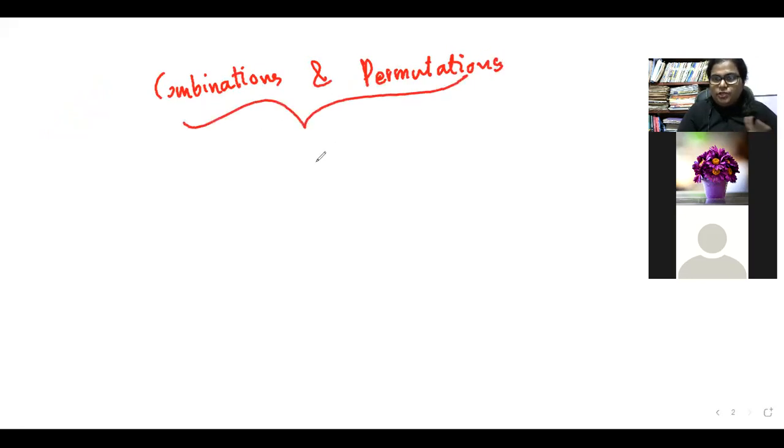You have the topic like combinations and permutations, right? Combinations and permutations, right? So these are two types of arrangements, right? These permutations or combinations are two types of arrangements, right? Now let me share the tutorial again.